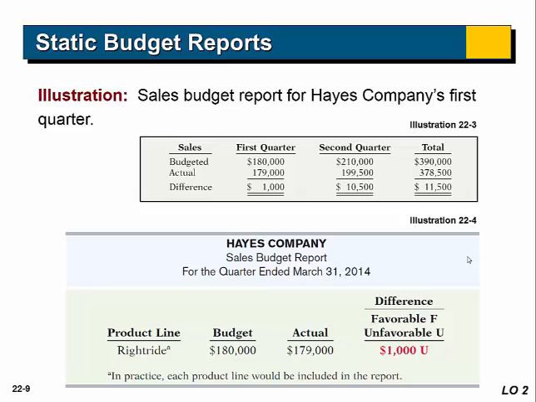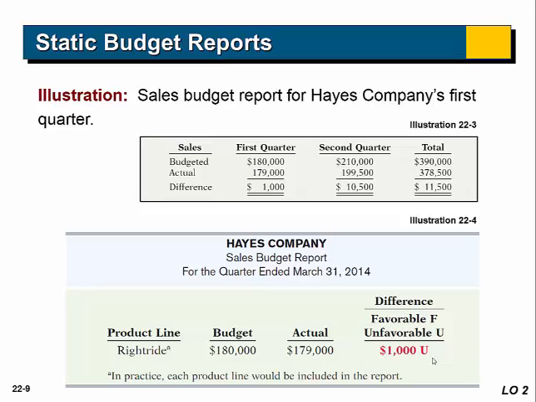If we wanted to take a look at how this would be plotted out on just the sales budget report, notice that it has a $1,000 and a U. Okay, so we're $1,000 unfavorable. You guys have got to get it straight in chapter 22 that when revenues are not as good as they're supposed to be and they're under, then it's unfavorable. If the actual sales are higher than what was budgeted, then it would be favorable.